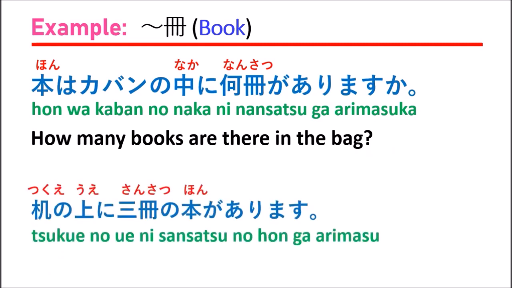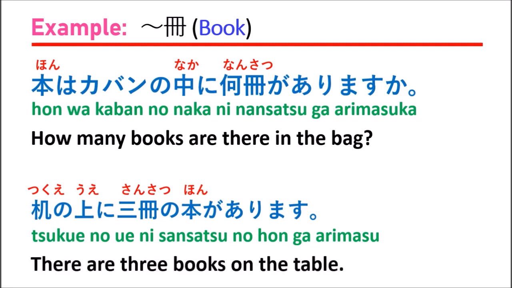The second. 机の上に3冊の本があります。Which means there are 3 books on the table.